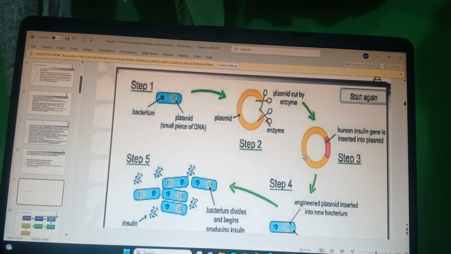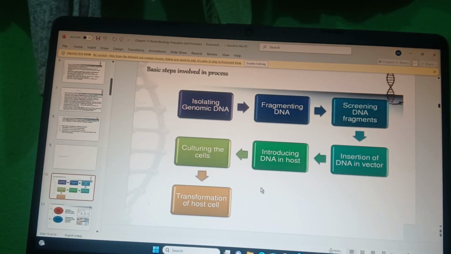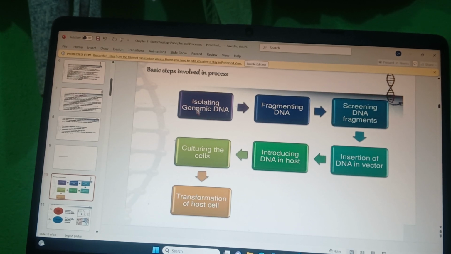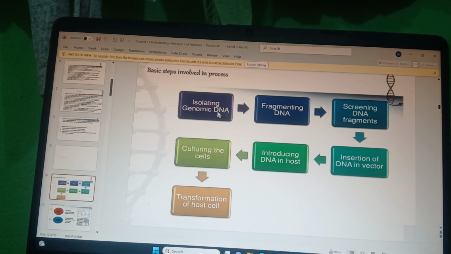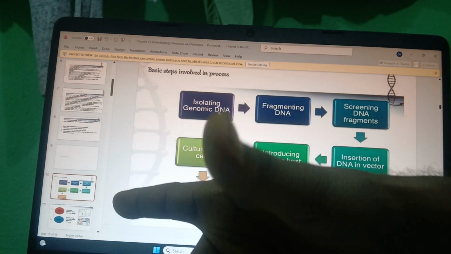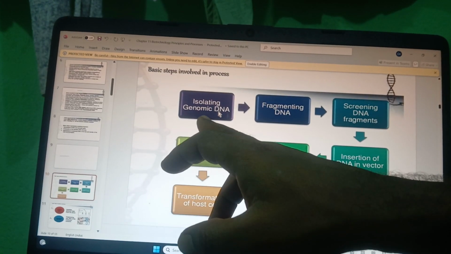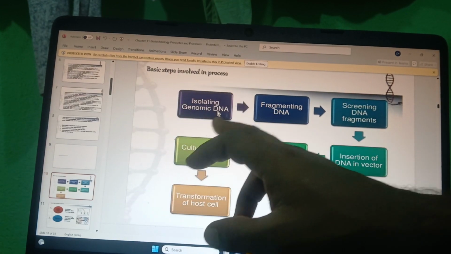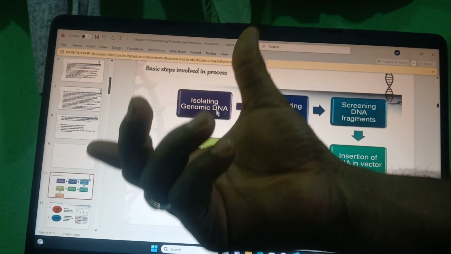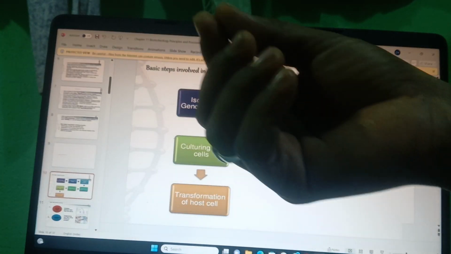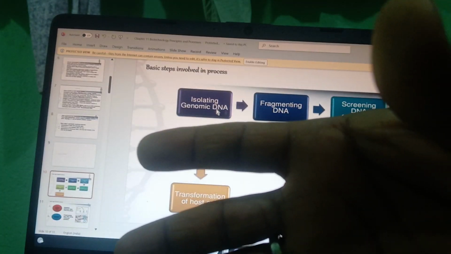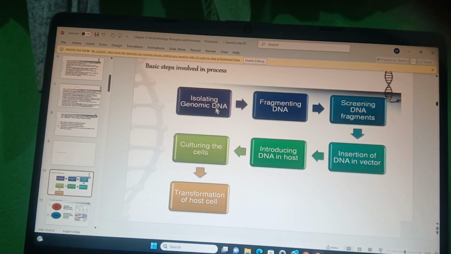Okay, now these are the basic steps involved in this process. First, isolating the genomic DNA. Genomic DNA means you take the pancreatic cell from a human body. Then how do you isolate the genomic DNA? You have to cut it. When you cut, then you get the gene of interest or target gene.